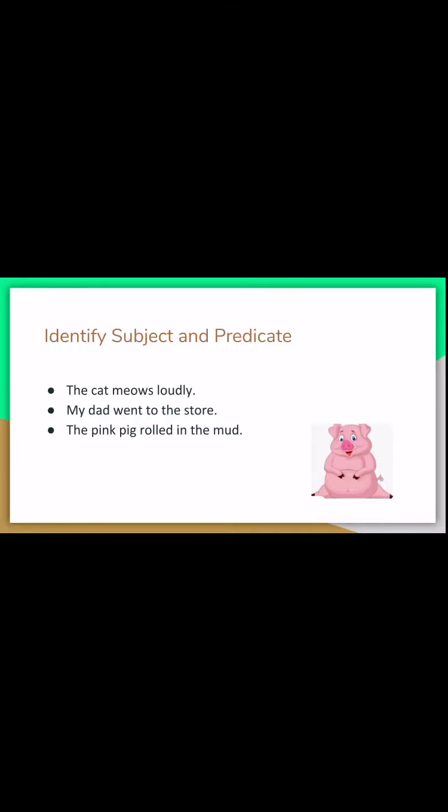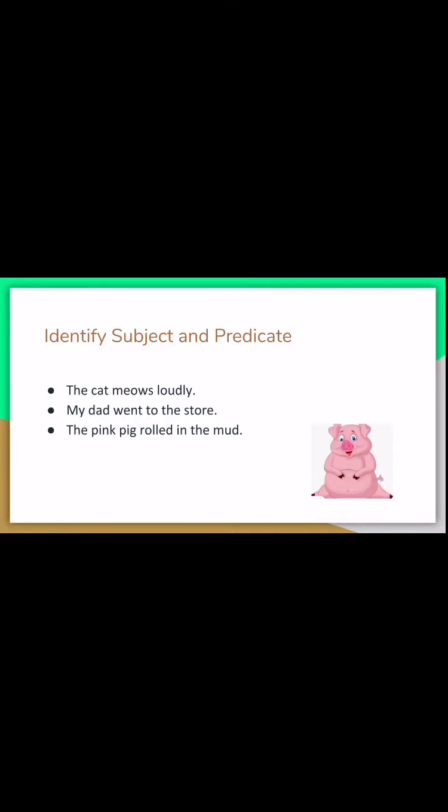Okay, let's try another one. My dad went to the store. Subject. If you said my dad, you are correct. What is the predicate? That's right, went to the store. Predicate tells what that person or animal is doing. Okay, next, the pink pig rolled in the mud. What is the subject? Yes, the pink pig, right? That's who this sentence is about. And what is the predicate? Yes, rolled in the mud.